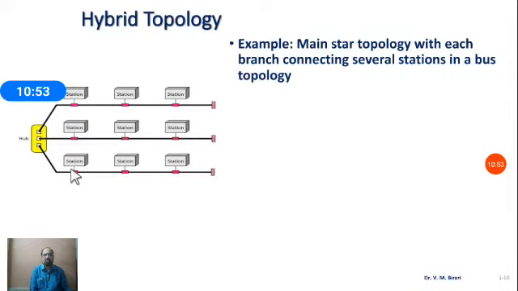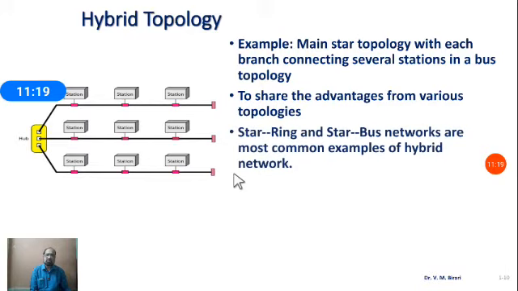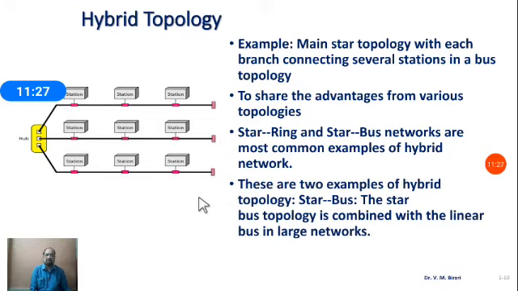Then hybrid topology. This is the main star topology with each branch connecting several stations in a bus. Here a switch or a hub is used, and this is the bus topology. Different buses are connected to the hub, and hence it is a mixing of these, and hence the name hybrid. To share the advantages of the various topologies, this hybrid topology is used. Star-ring and star-bus networks are the most common examples of hybrid networks. These are the two examples of hybrid topology.